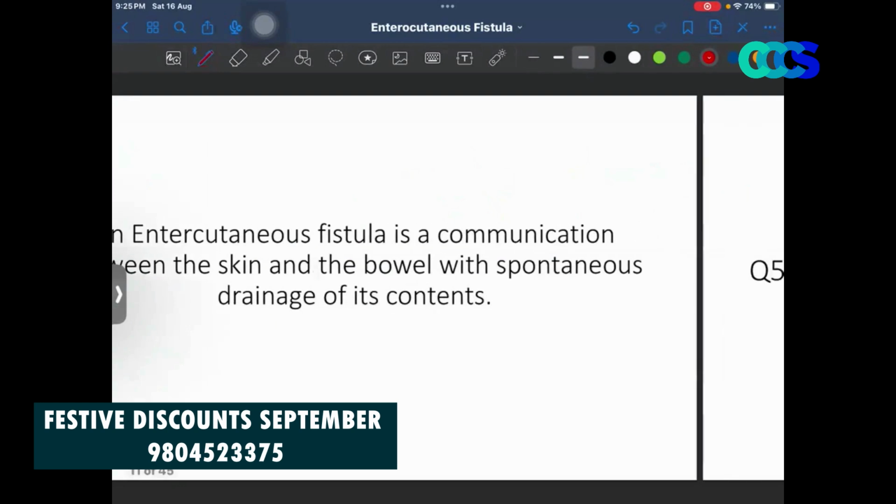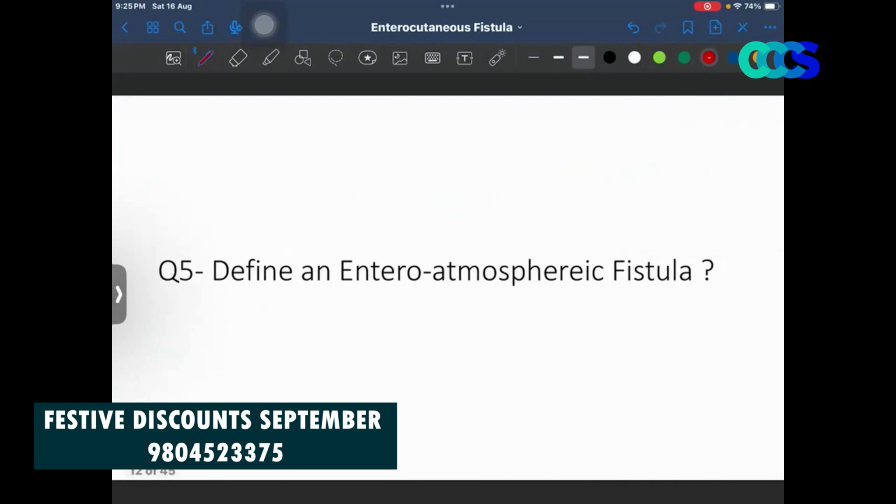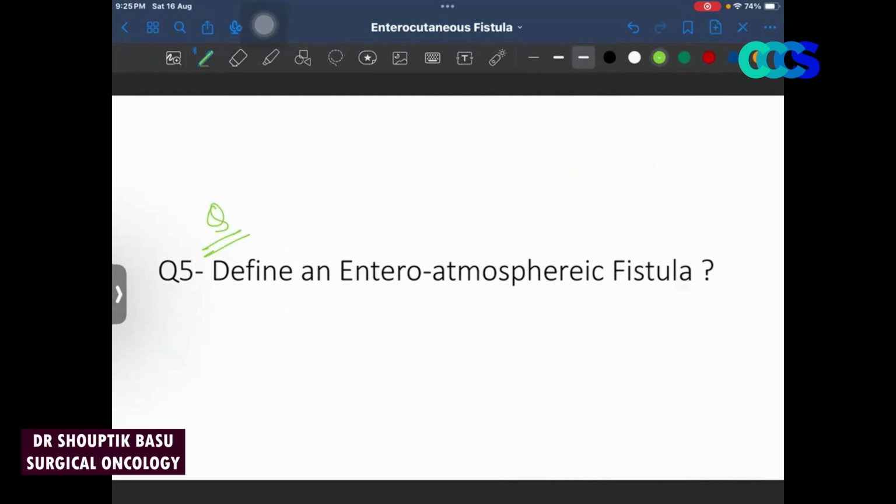So now coming to something more tricky. Now the examiner knows you've passed. Question comes, what is an enteroatmospheric fistula? This is difficult. If you can give me an answer.